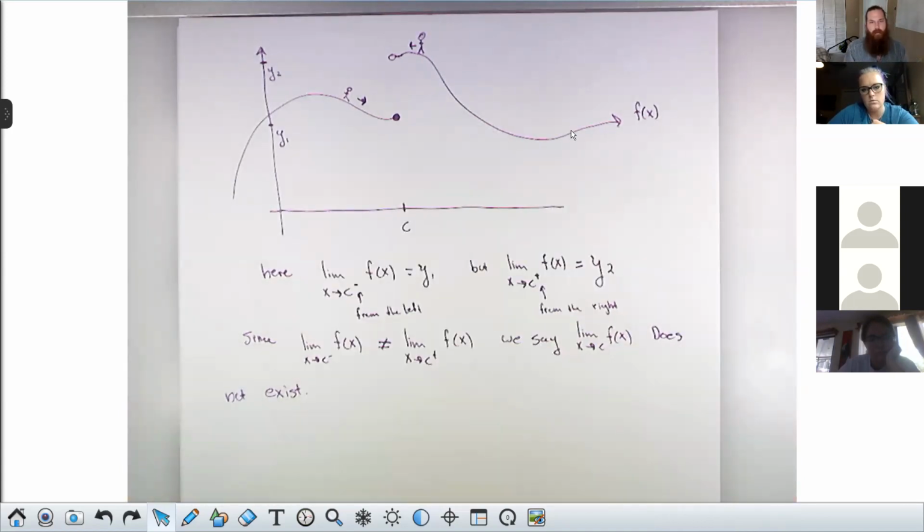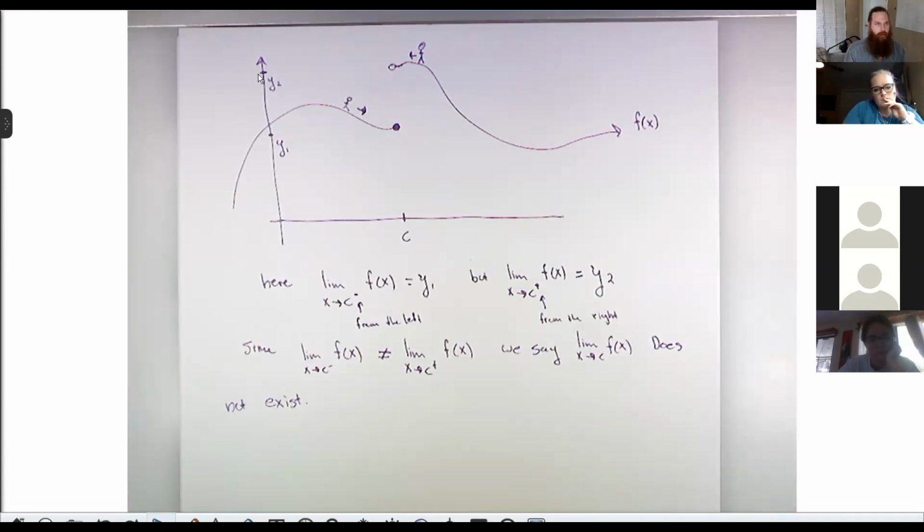That's the idea. So as I come in towards c from the left, that's this side, I'm getting closer and closer to the height y1. But if I came in from the right, that's looking at this side, then my heights are getting closer and closer to y2. Make sense? All right, let's find some concrete examples we can look at.